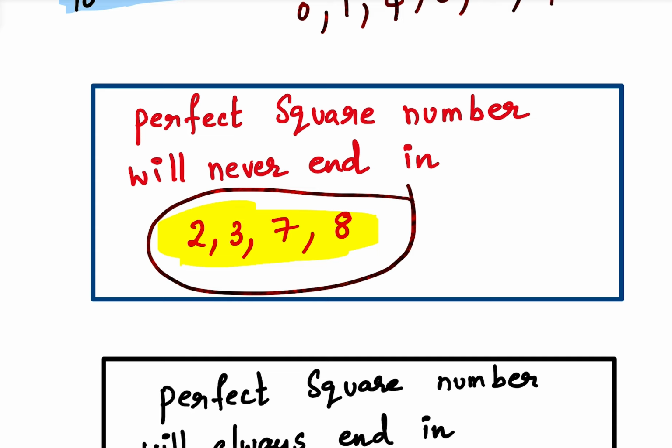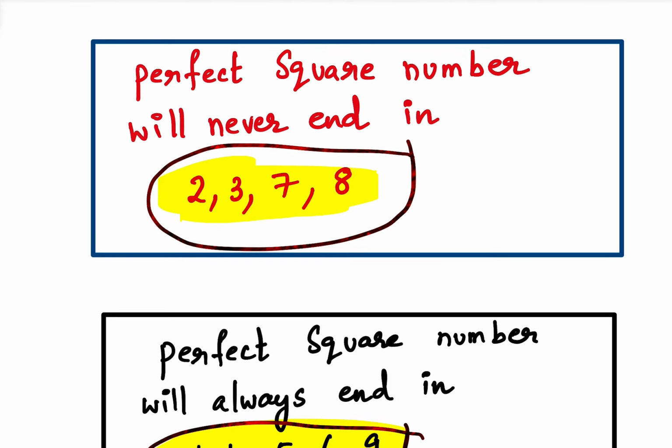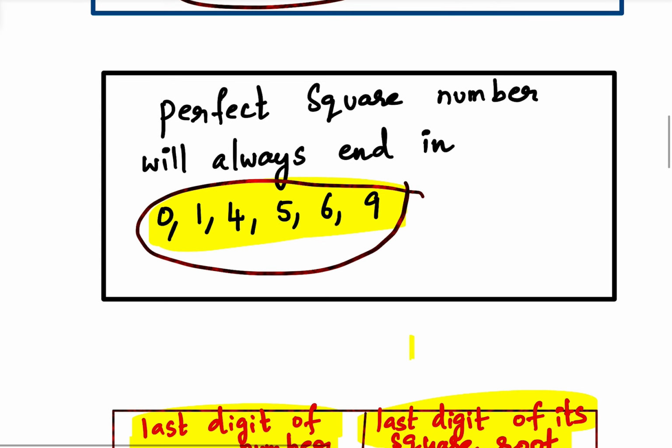So till now I have told you two important points. Point number 1 is we are going to find the square root of only perfect square numbers, and perfect square numbers are those numbers whose square root is an integer. Point number 2, perfect square numbers will always end in 0, 1, 4, 5, 6, 9. They can never end in 2, 3, 7, 8. That means you can never have numbers ending in 2, 3, 7, 8 as perfect squares. This is point number 2.